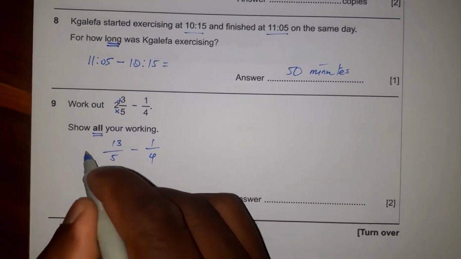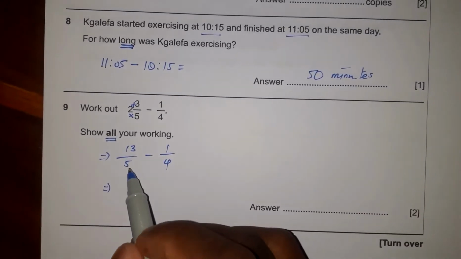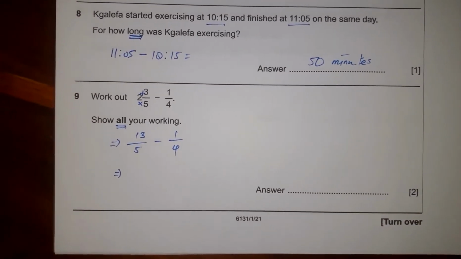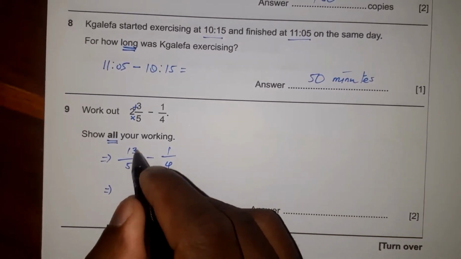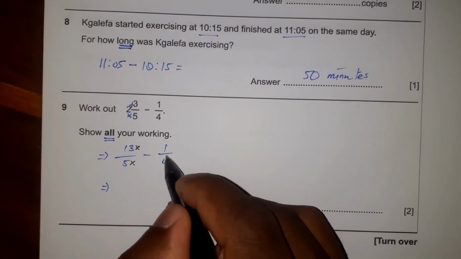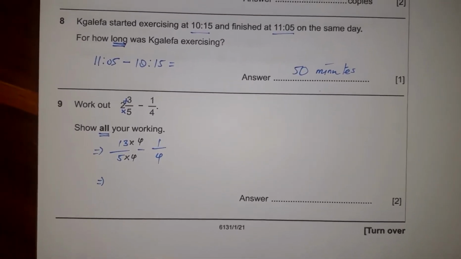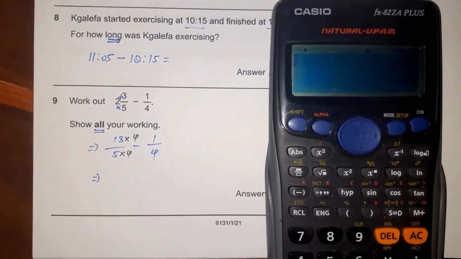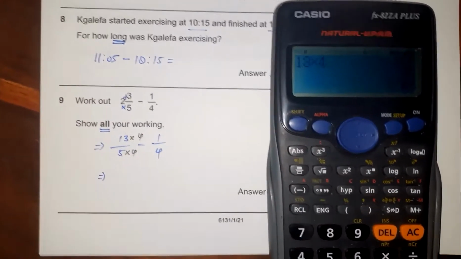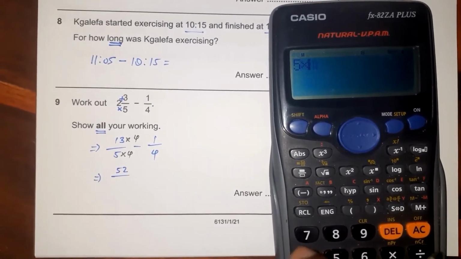Now from there we can make the denominators to be the same. How do we make the denominators to be the same? Let's start with this fraction here. We multiply top and bottom by this denominator here, which is 4. 13 times 4 is 52. Let me use blue. 52 out of 5 times 4 is 20.